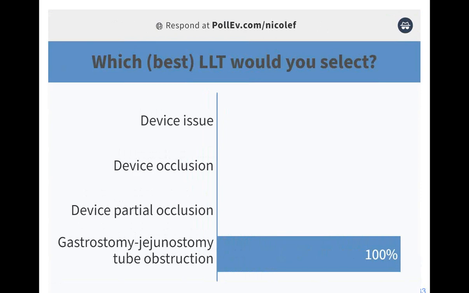Okay, so I think in just this brief period of the Let's Code Together session, I have made everyone experts. Now they know how to search, and 100% of you have chosen the correct term. There is an LLT that's very specific for the event that's being described in our example. So all of you answered correctly. The correct choice is LLT, gastrostomy jejunostomy tube obstruction.